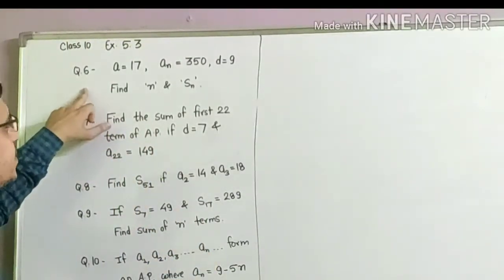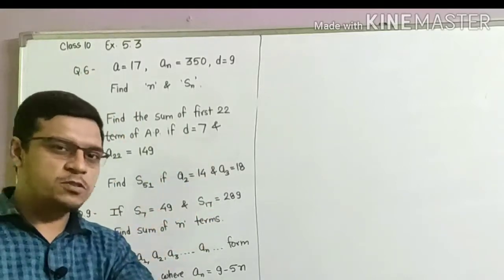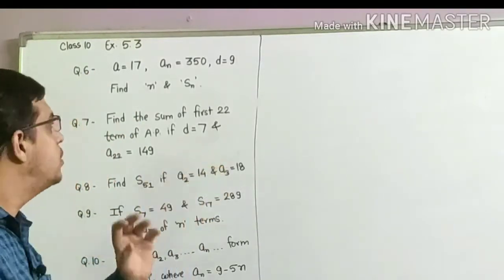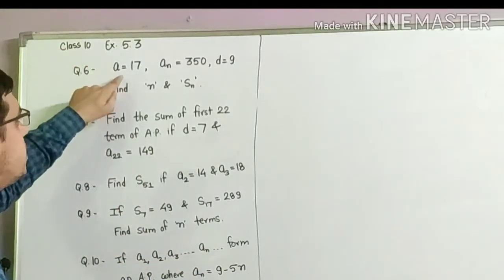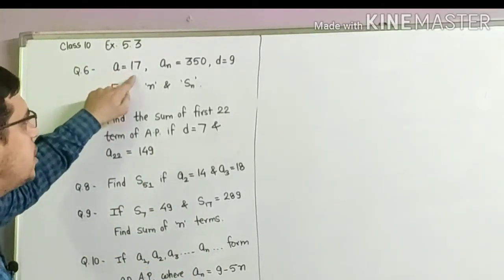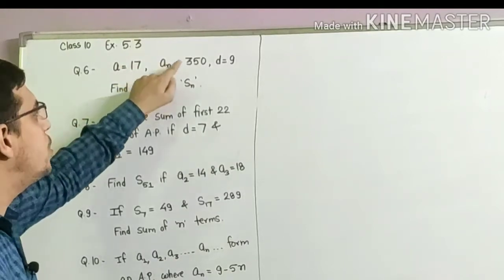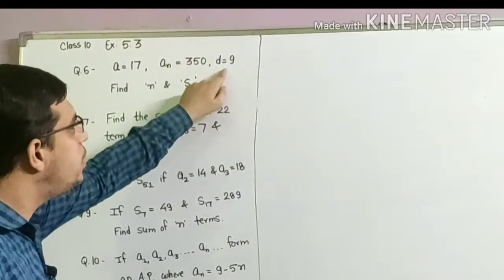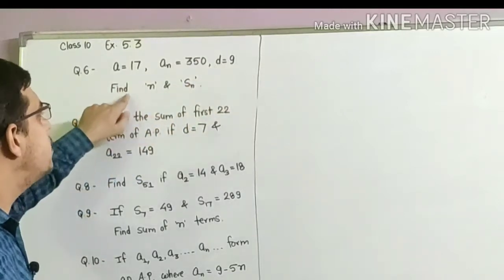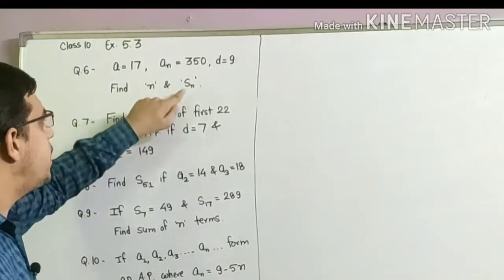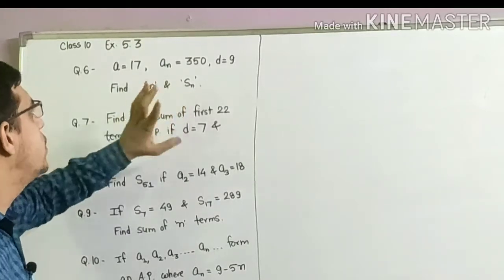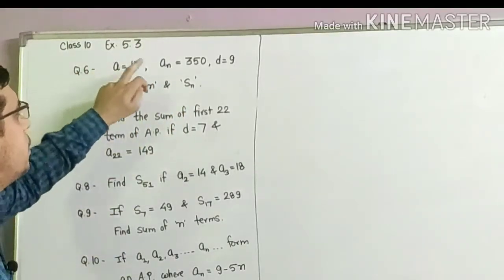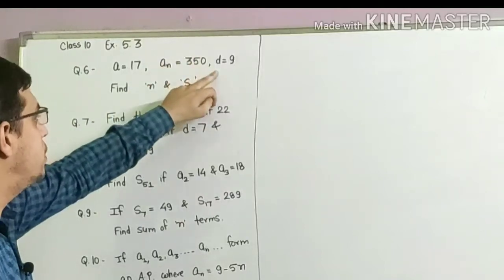The question number 6 says, the question is given in words, I am writing it here in numbers. The question says, if first term of AP is 17, last term is 350 and common difference is 9, find the number of terms and sum of n terms. So we have a, an and d.